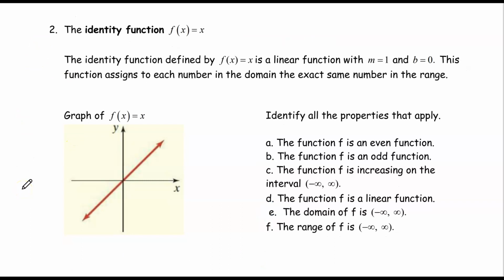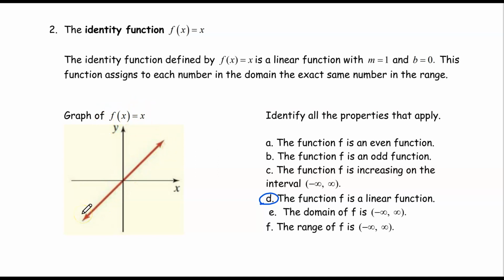Next basic function is called the identity function. The identity function is a function given by f of x equal to x. This is still a linear function with slope equal to 1 and y-intercept b equal to 0. This function assigns to each number in the domain the exact same number in the range. Now the graph of the function f of x equal to x, or the identity function, will look like this.